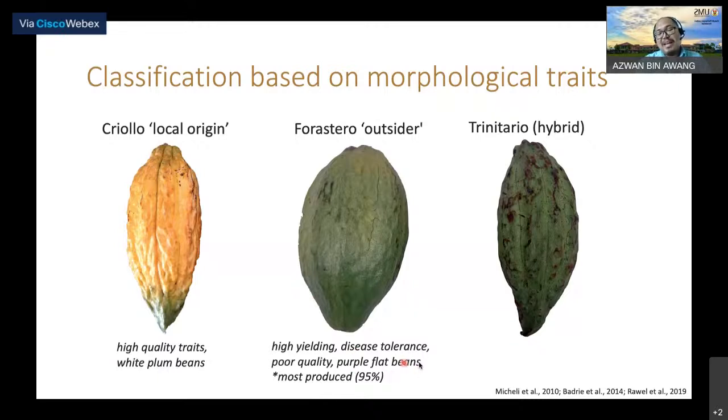And the beans are flat, not like Criollo. And 95% of cocoa around the world is from Forastero. Trinitario is just a hybrid of Criollo and Forastero.